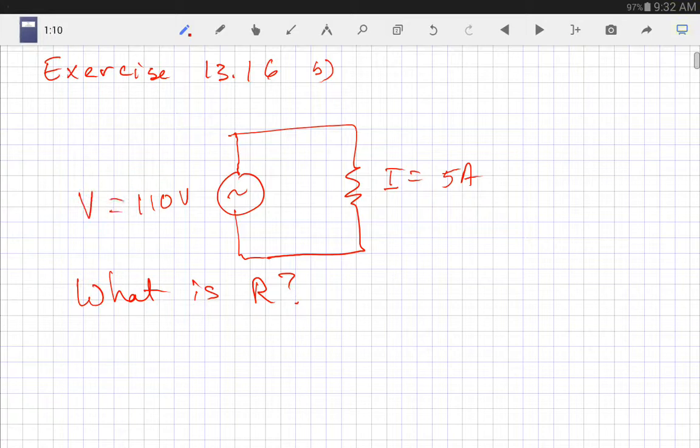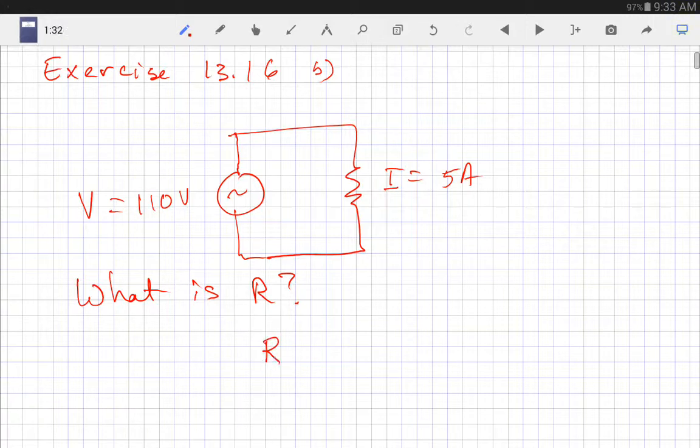So we have the voltage from the supply is 110 volts, which means that the 110 volts is also the voltage across the resistor because it's the only thing connected there. So we know the voltage and we know the current. We want to find the resistance. How to relate voltage and current and resistance?